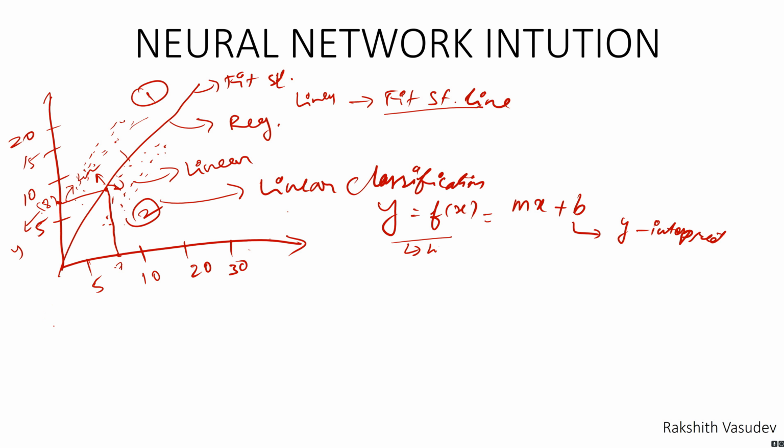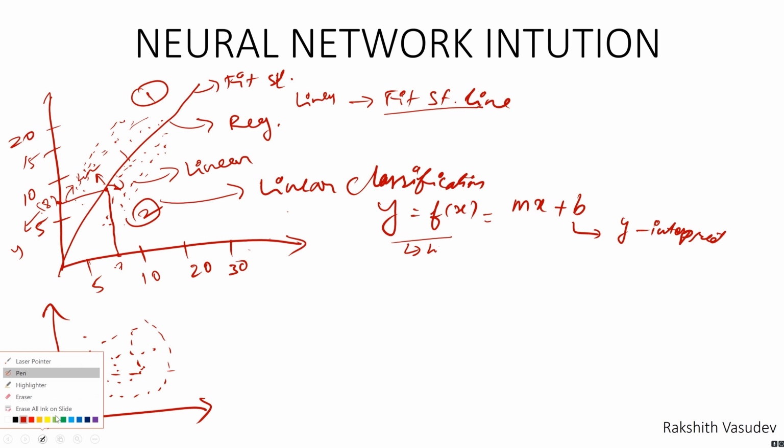What if my points were like this, where you could not fit a line? My points over here were very straightforward. I could fit a straight line between these two points, or fit a straight line to find the value for y based on the value of x. But what if my points are scattered like this? Where are you going to fit a straight line? You can't fit a straight line to this set of points, can you?